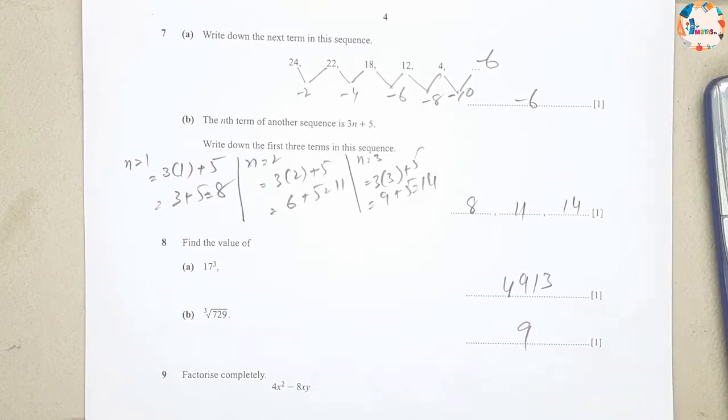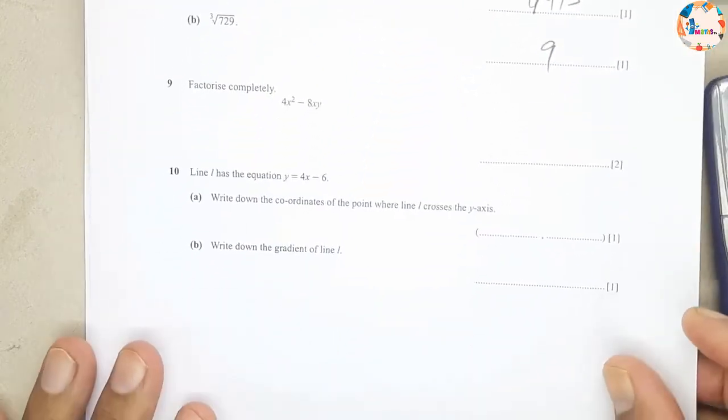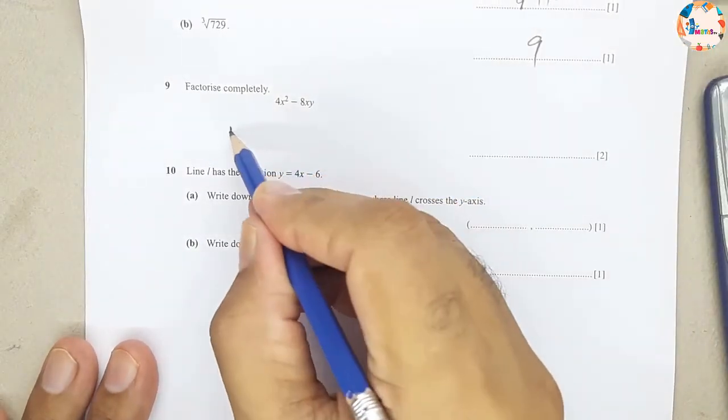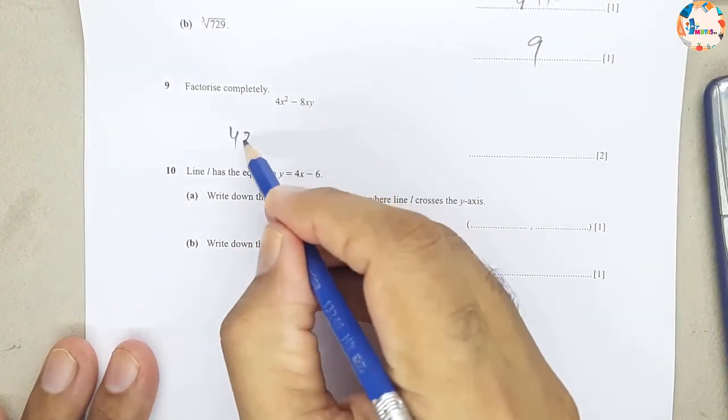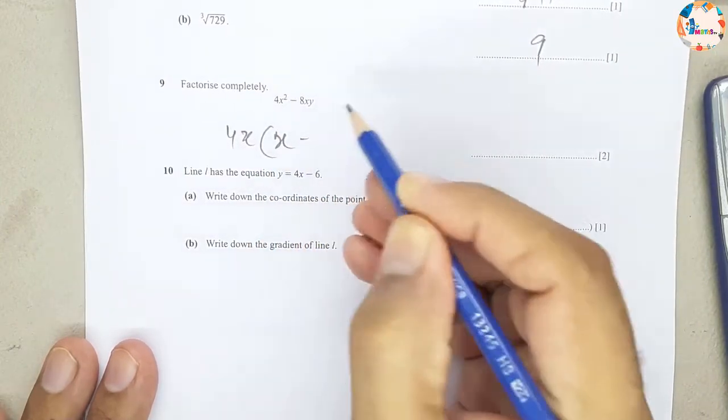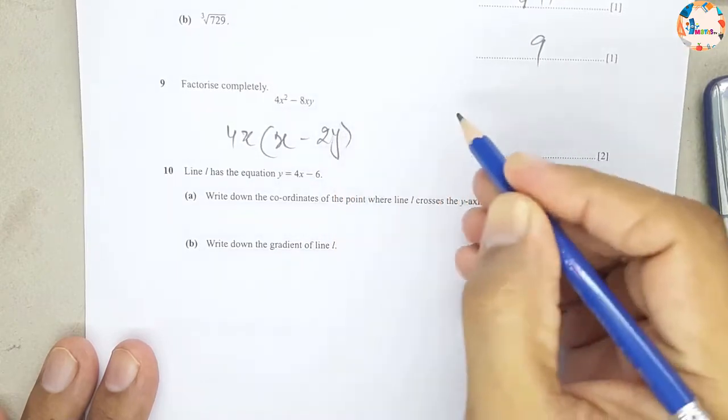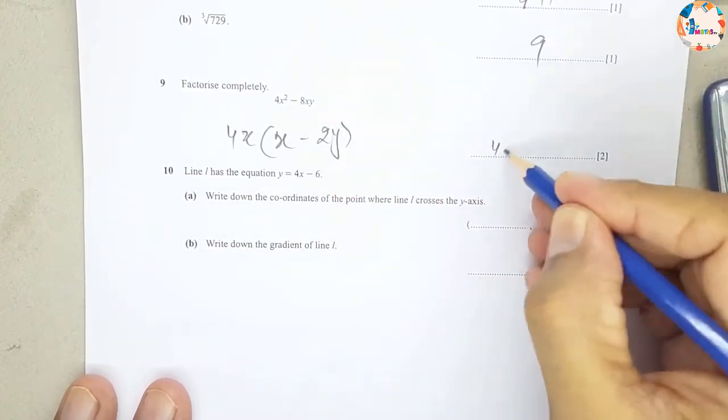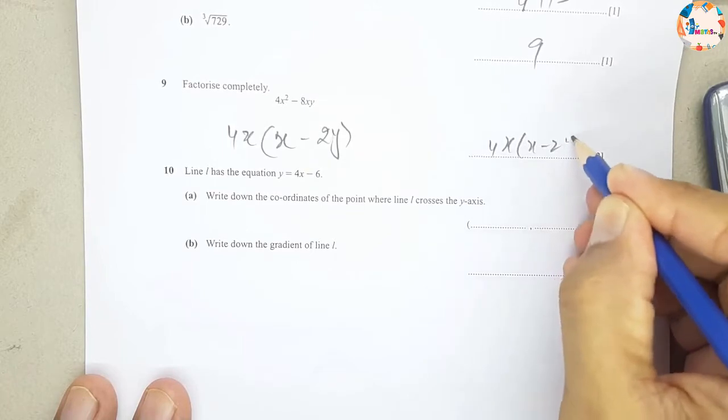Question number 9 is factorization. Factorize completely. We'll have to take the maximum common. We can take 4x common. So this will be x minus 2y, and this will be our answer: 4x into x minus 2y.